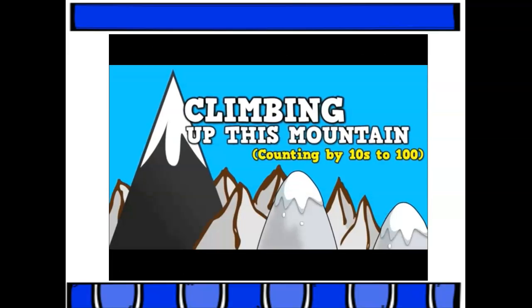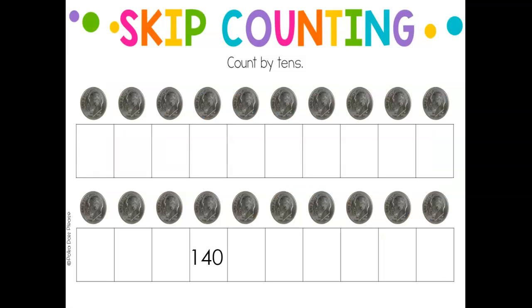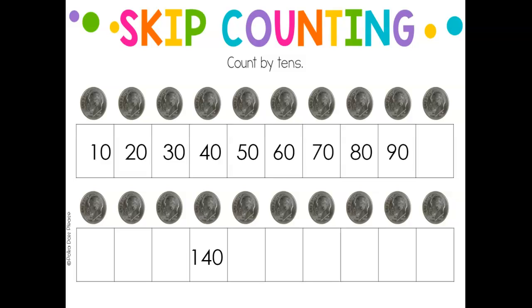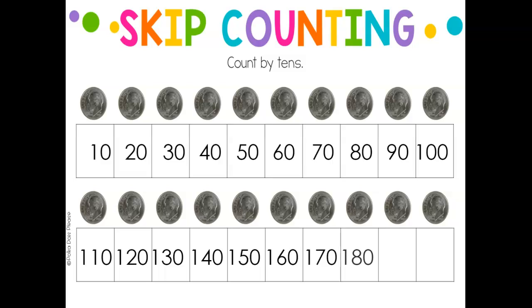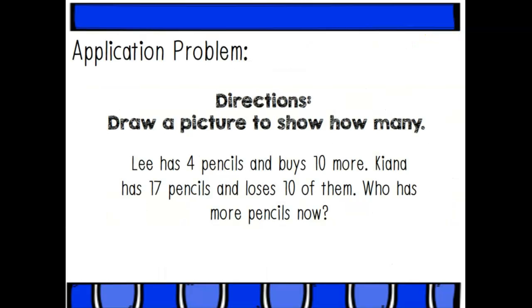All right, sorry about that glitching, but let's count by tens. 10, 20, 30, 40, 50, 60, 70, 80, 90, 100, 110, 120, 130, and I gave you a gift, 140, 150, 160, 170, 180, 190, and 200. Remember that dimes represent 10. They are worth 10 cents.